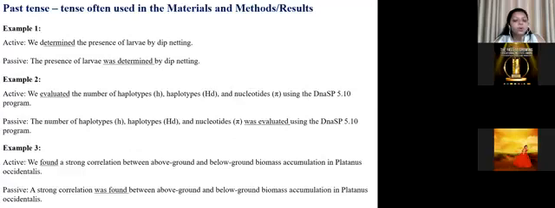We found a strong correlation between above ground and below ground biomass accumulation in Platanus occidentalis, okay. We found a strong correlation. Now what do you think, do we specifically need to say, imagine අපි අපේ research paper එක ලියනවා කියලා, okay, we evaluated, we found, so you are putting all this "we" together. What do you think, is that okay? We evaluated, we found, I found, I evaluated, you're putting them throughout together. What do you think? Is that okay?